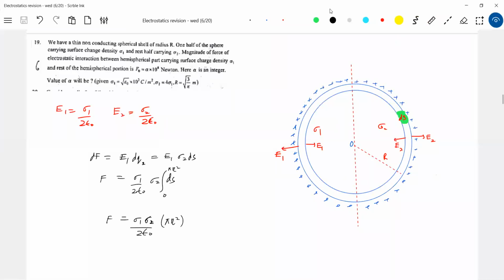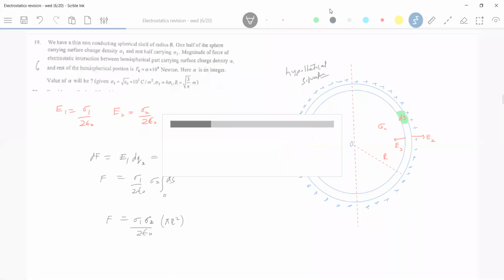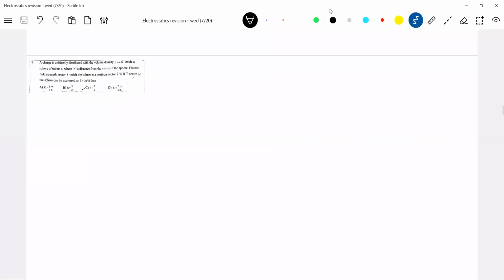Sigma 1, sigma 2 like this is not possible practically. It's just hypothetical. Free charge like this is not possible basically; there will be redistribution of charge. So it's a hypothetical situation. Let's come to the next one.